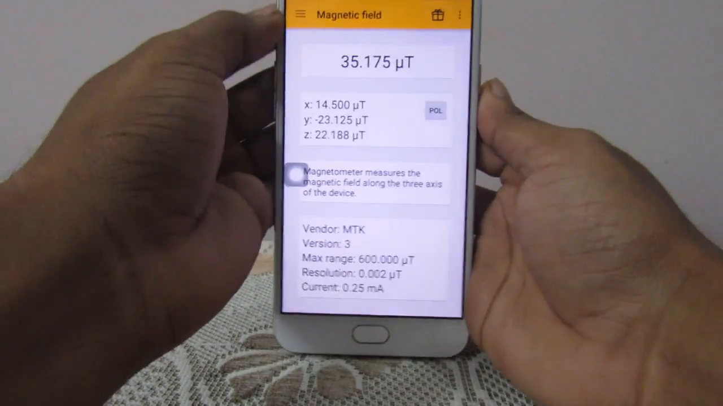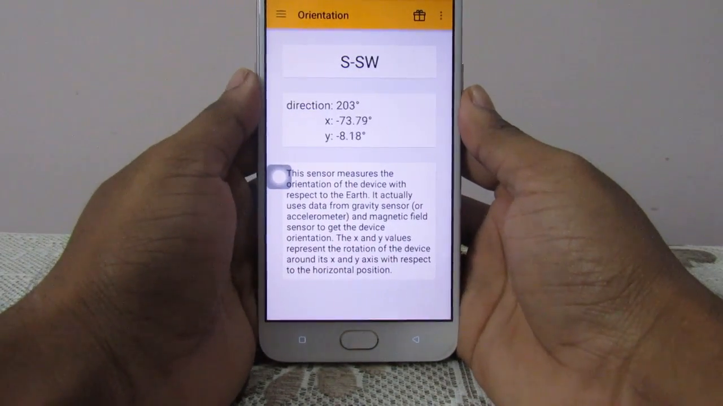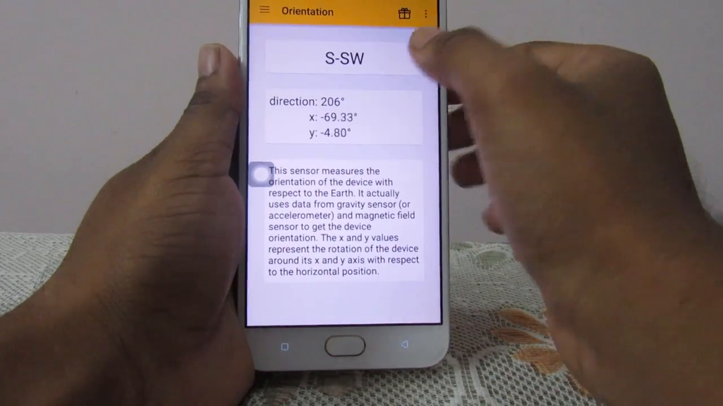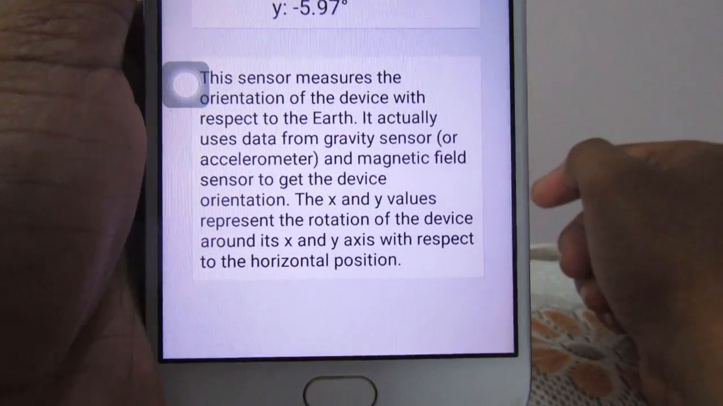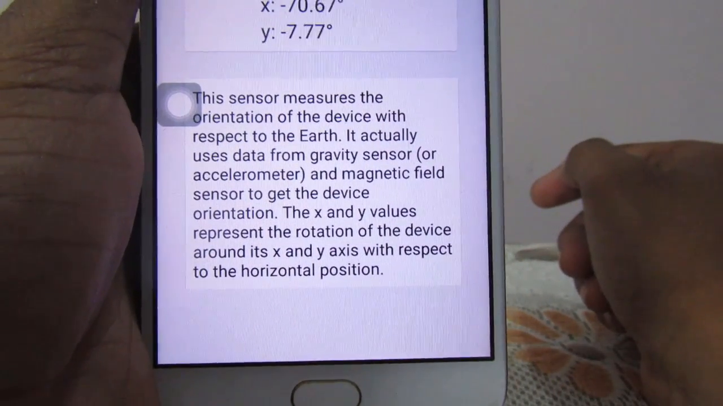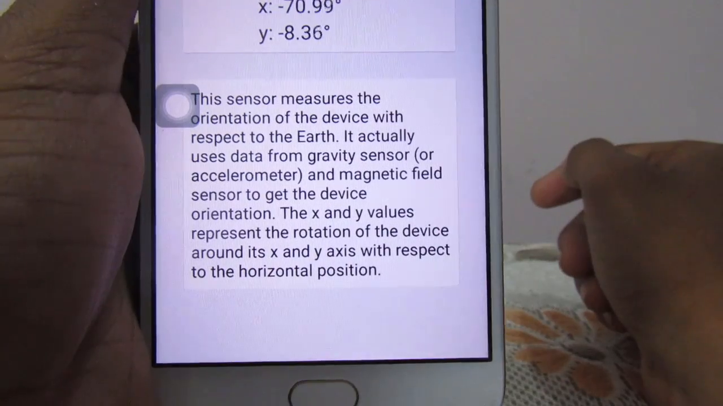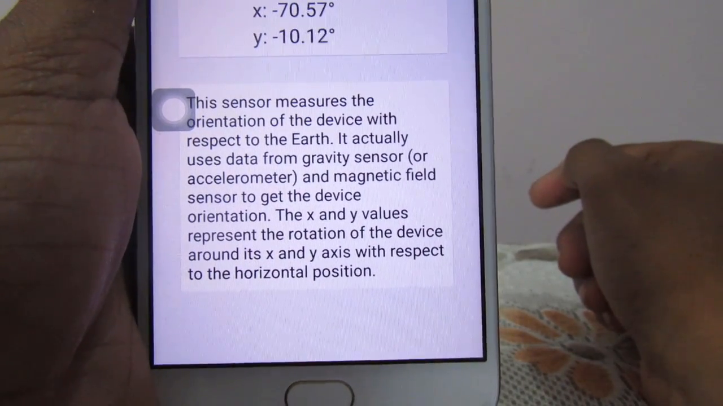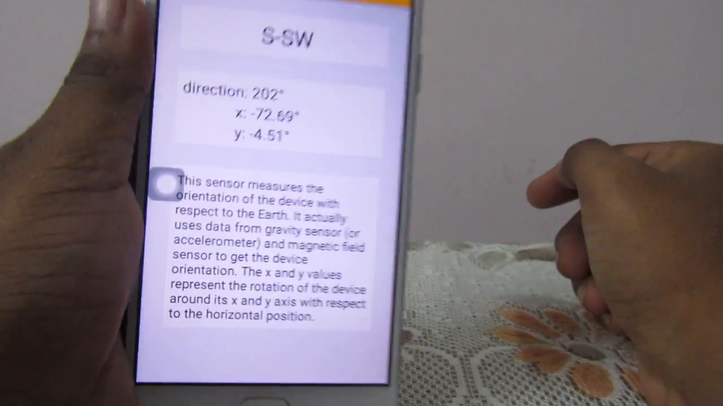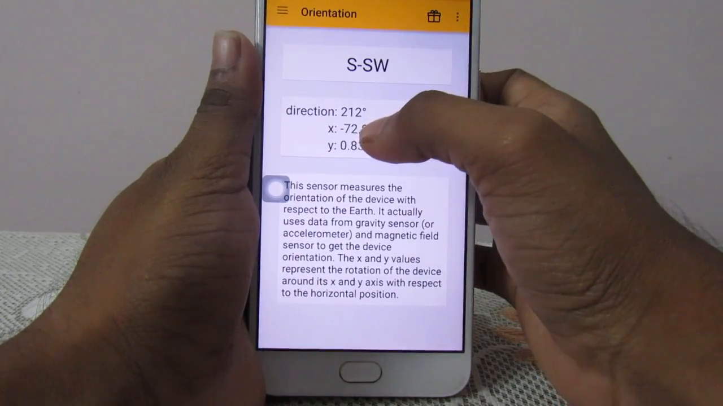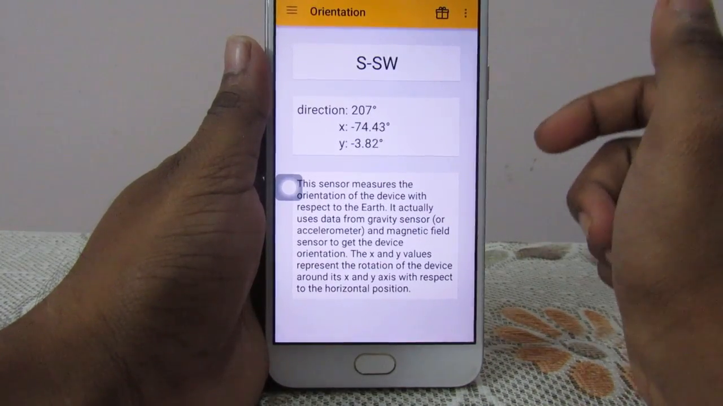And the next sensor is the orientation sensor. Orientation sensor means it's south to southwest, I think. The sensor measures the orientation of the device with respect to the earth. It actually uses data from the gravity sensor or accelerometer and the magnetic field sensor to get the device orientation. The x and y values represent the rotation of the device around its x and y axis with respect to the horizontal position. It's showing the degrees, meaning the device orientation measured with respect to earth.